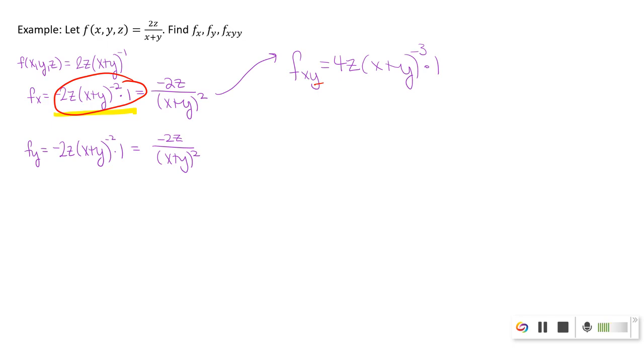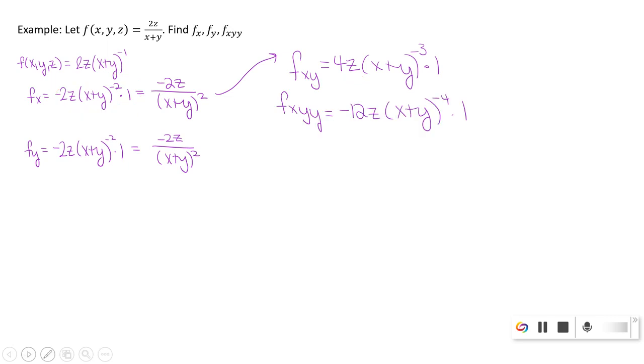So then to find the derivative with respect to y, I'm going to use my chain rule again. So I brought down the negative 2. That's how I got a positive 4z. And then x plus y to the negative 3, chain rule, times 1. And then finally, the derivative with respect to y yet again. Bring the negative 3 down, so negative 12z, x plus y to the negative 4, and then again chain rule times 1. I'll write that as negative 12z over x plus y to the 4th.